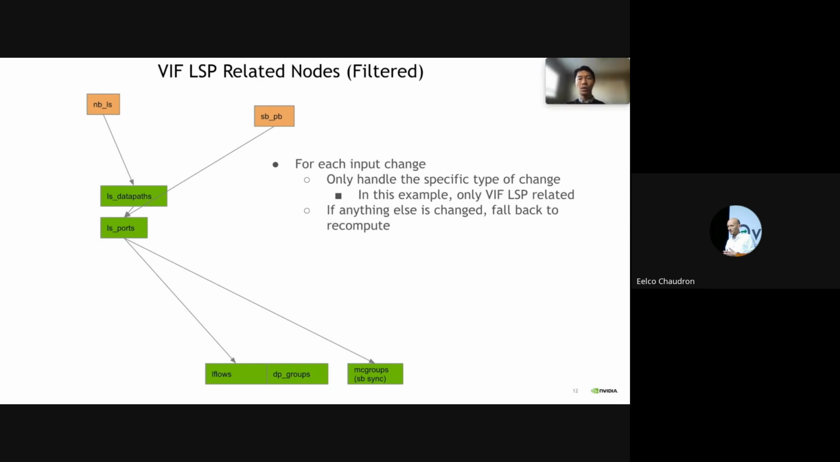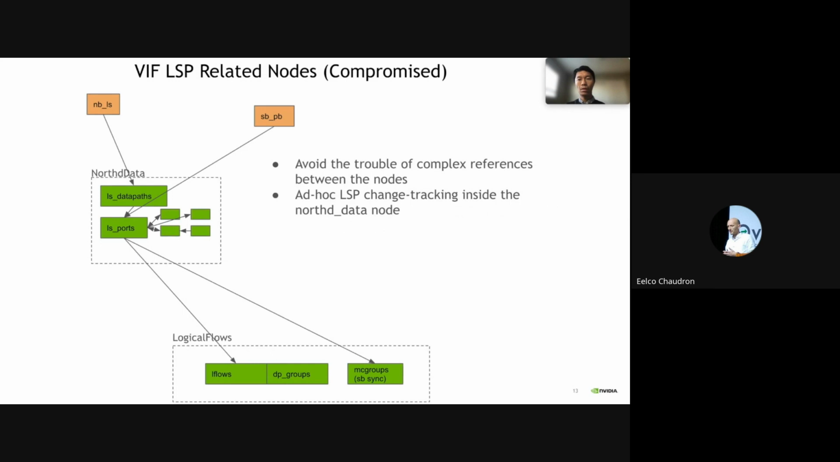This picture does not reflect the actual status of what's implemented in the current implementation, because of some challenges in actually breaking the engine node into smaller ones, which I will mention later. And this is how it looks in the current implementation. Although we have logical separation of the data of logical switch datapaths and logical switch ports, they are still part of the bigger northd data engine node.